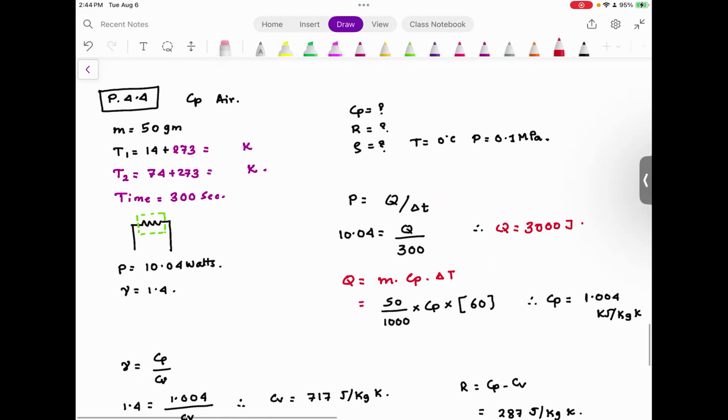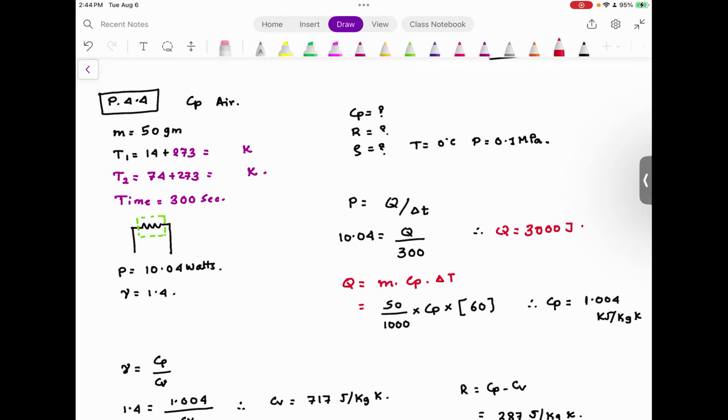So I'll explain this problem real quick. Now, in this problem, what you have is the mass of air as 50 kilogram. This 50 kilogram of air is heated by a resistance heating. After you heat, the initial temperature was 14 degrees. After heating, the temperature becomes 74 degrees. This is actually a calorimeter experiment that can be used to find out the specific heats of the substances.